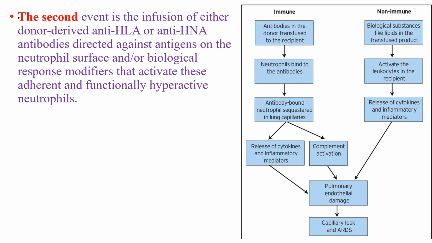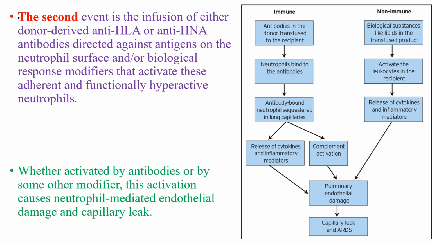The second event is the infusion of either donor-derived anti-human leukocyte antigen or anti-human neutrophil antigen antibodies directed against antigens on the neutrophil surface, and/or biological response modifiers that activate these adherent and functionally hyperactive neutrophils. Whether activated by antibodies or by some other modifier, this activation causes neutrophil-mediated endothelial damage and capillary leak. This second mechanism is currently the most widely accepted one.